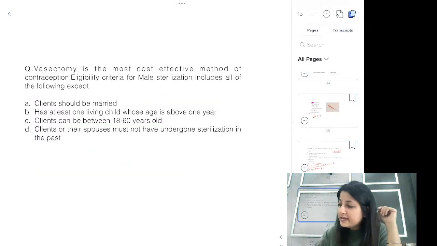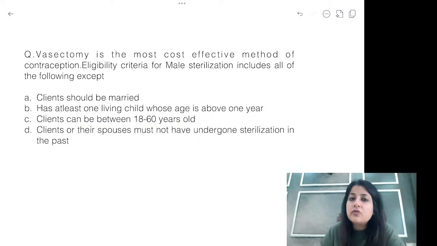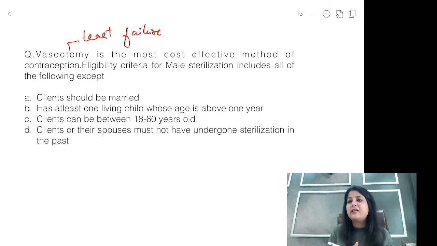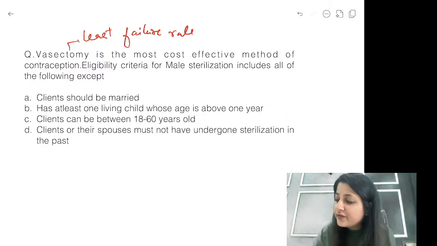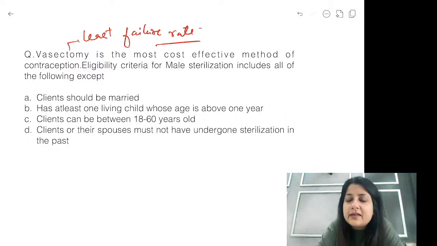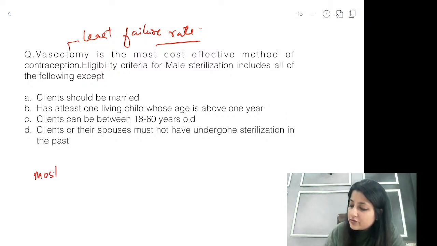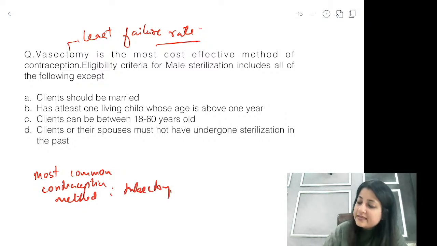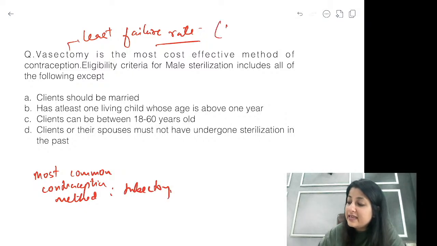Okay. All right. Let's see one more question. Vasectomy is the most cost effective. Remember, vasectomy का least failure rate है. But it is the least practiced, सबसे कम prevalence है. Which is the most common practiced contraception in India? It is tubectomy. Most common contraception method जो इंडिया में है ना, वो tubectomy है. And vasectomy has least failure rate, but it is least practiced.